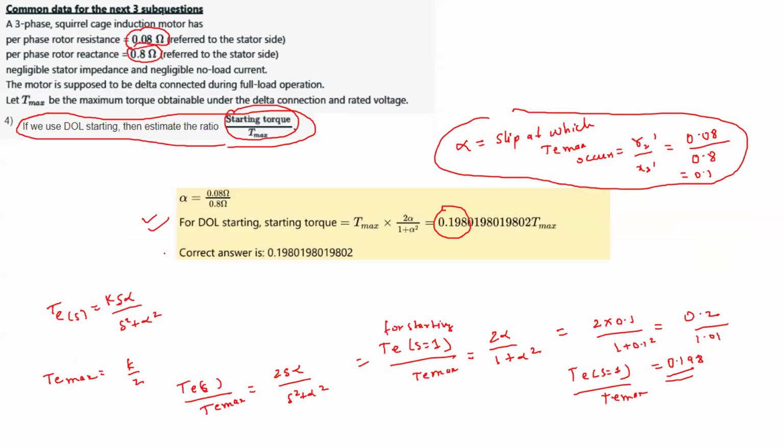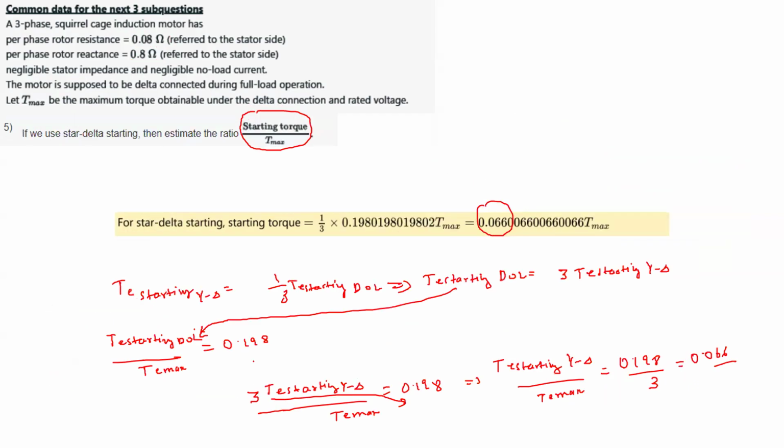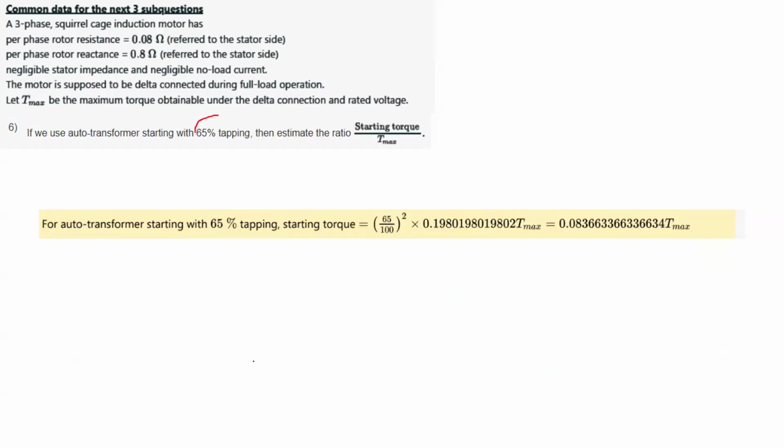So here you see, if we use direct online starting, then when we estimated we use this value, because this is direct online starting, right? So that is what we are comparing it with. Now they're asking: suppose we use auto transformer starting with 65% tapping, then what will be the ratio of starting torque to T max? So now x is 0.65 for the auto transformer method.